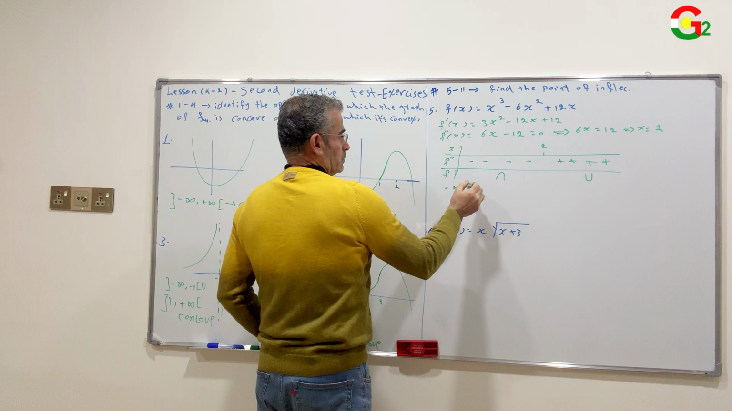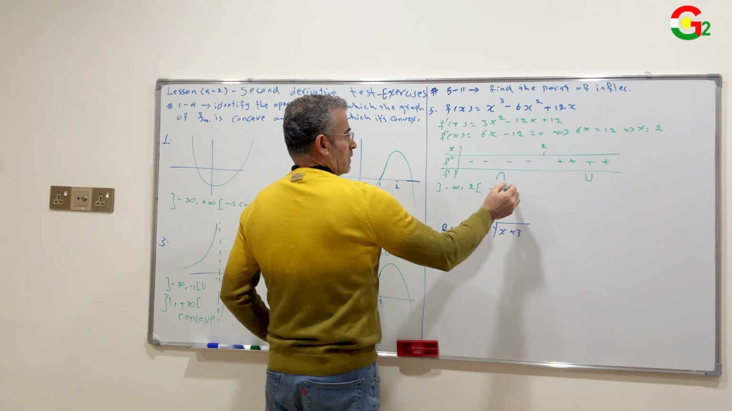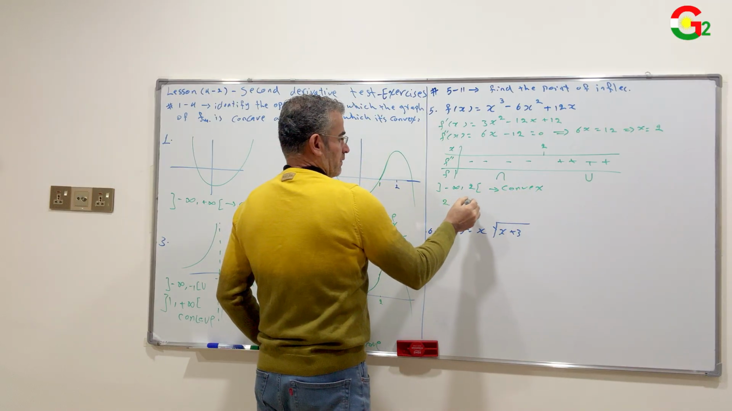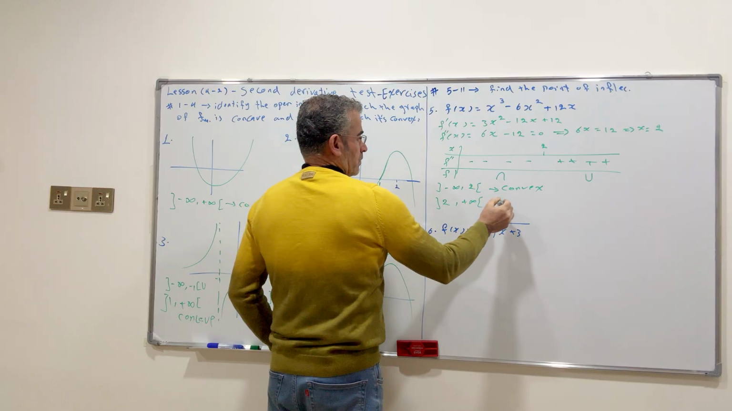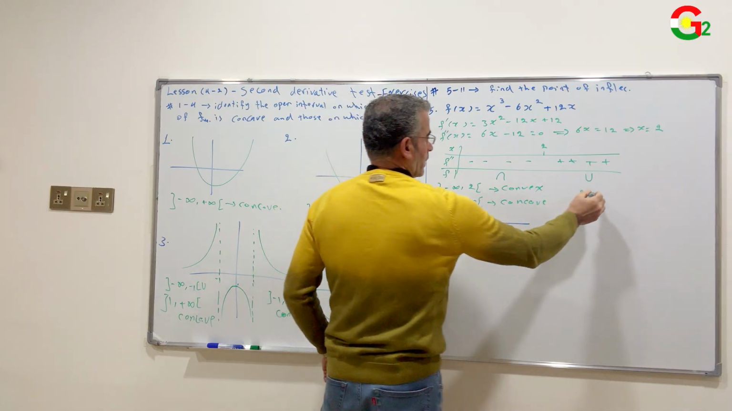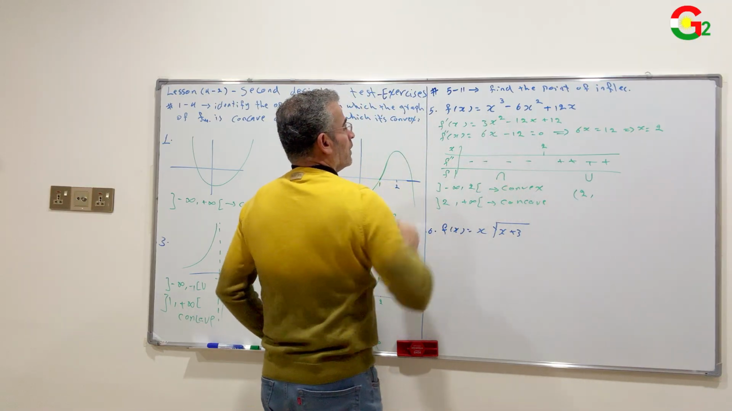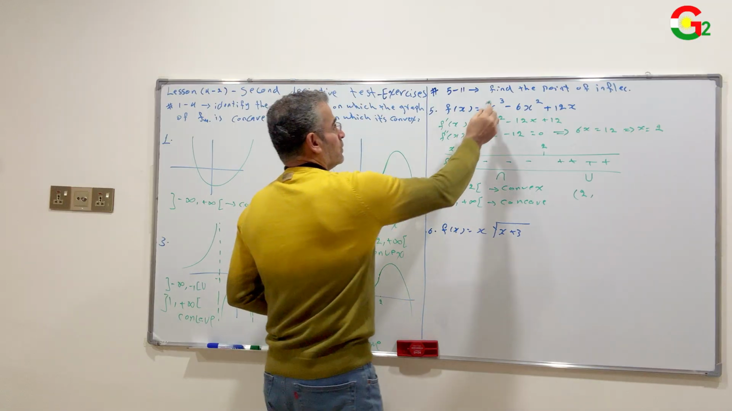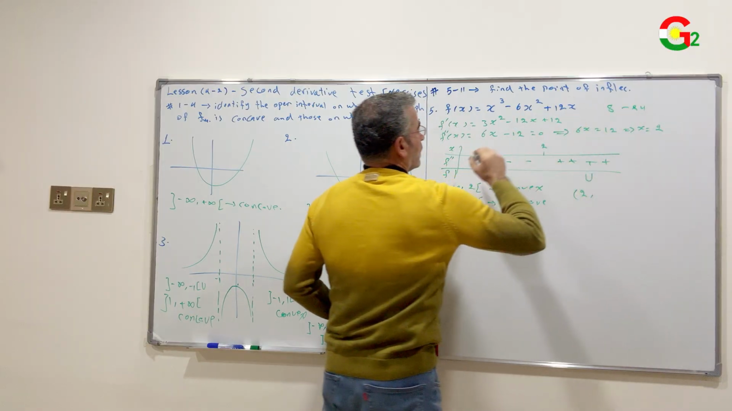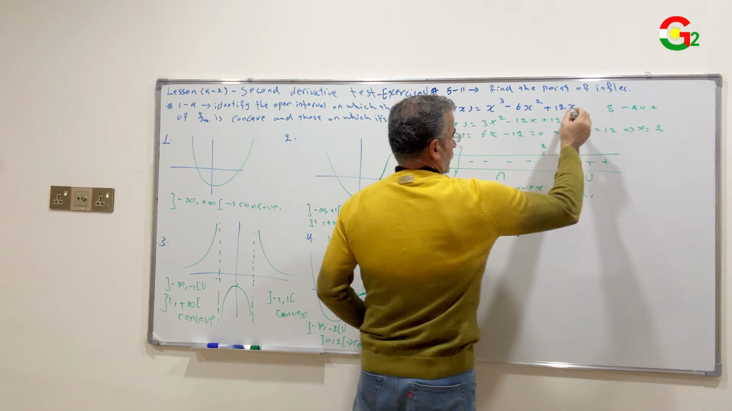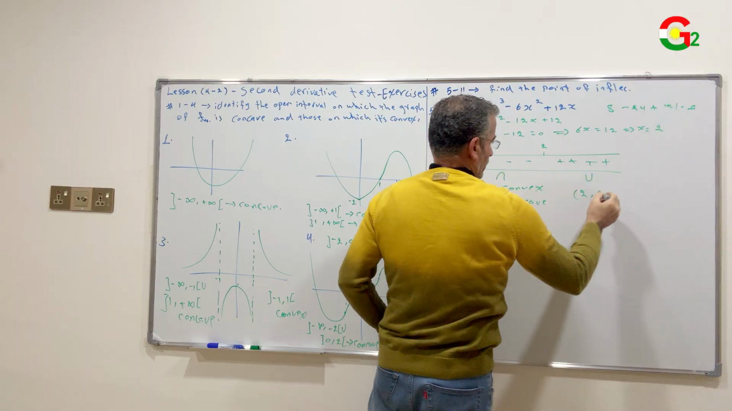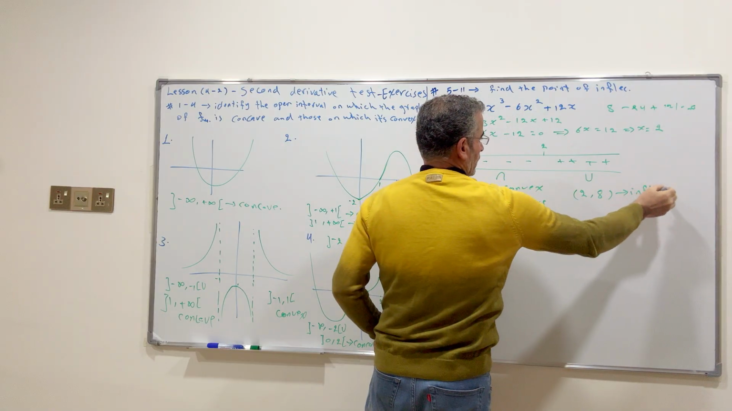Negative infinity to 2, it is convex interval, and 2 to positive infinity, it is concave interval. And 2, substitute 2 in the function to find the y coordinate. 2 to the power 3, 8, minus 6 times 4, 24, plus 24 equals 8. 2, 8 is an inflection point.